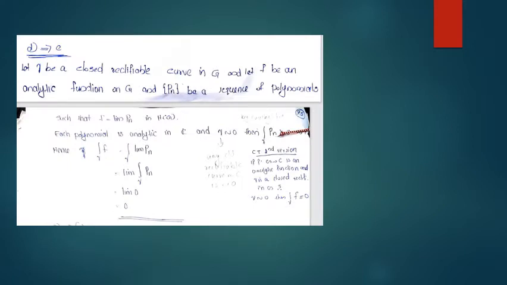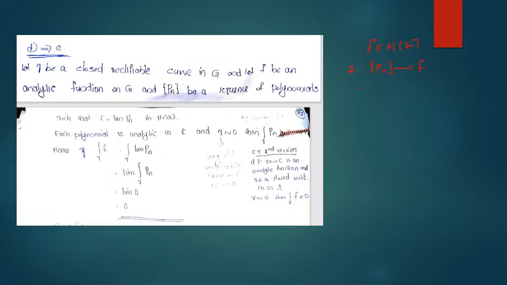Dear students, last class we saw up to A, B, C, C implies D. Now we come to D implies E. In D, it is given that for any f belongs to H(G), there exists a sequence of polynomials that converges to this f.